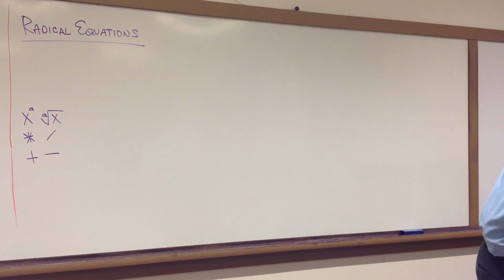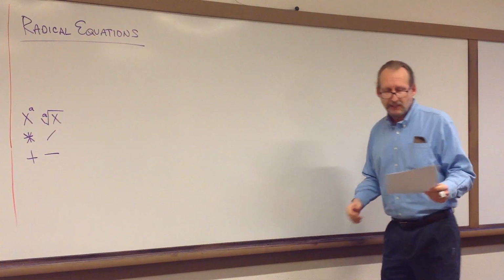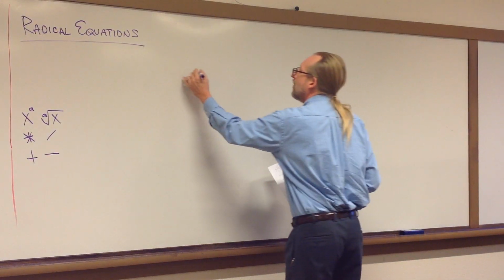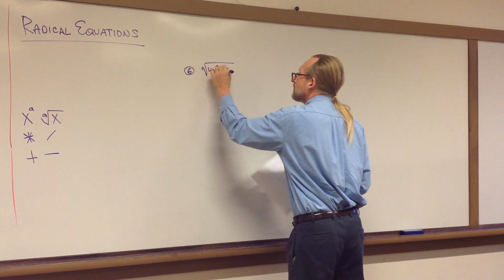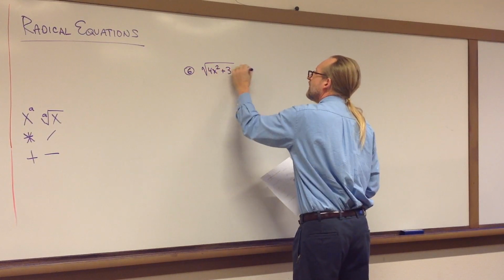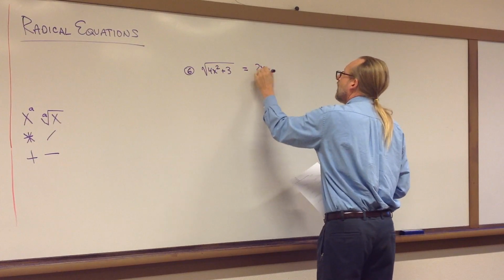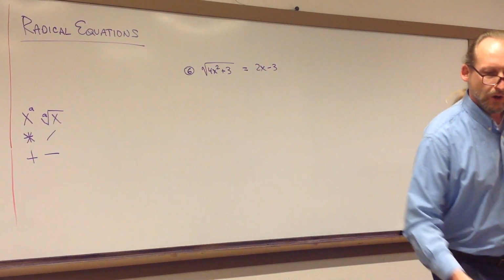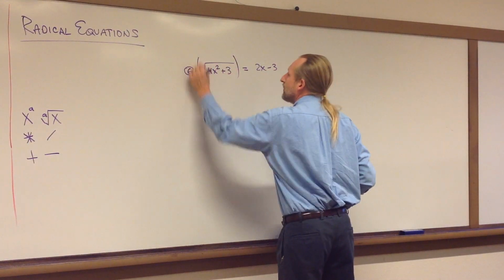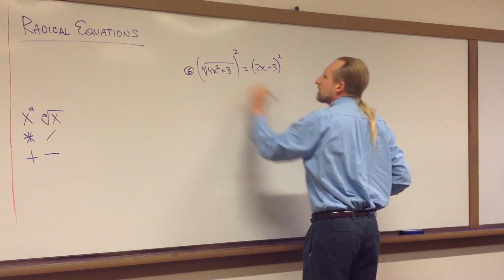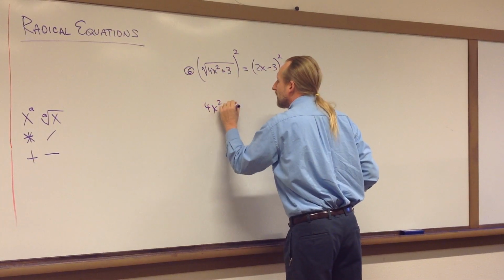So let's look at problem 6. Problem 6 doesn't have that issue, and in fact most of the problems on this assignment don't. But we'll have a second assignment where that will come up more often. So this one, we've got 4x squared plus 3 under the square root, and then 2x minus 3 over on the other side. Okay, so the square root is by itself. That's good. That's what we want. So this will just come out as 4x squared plus 3.